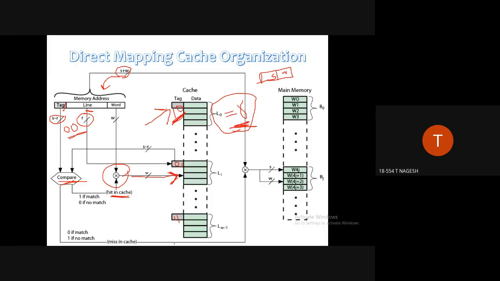When this is a cache miss, then obviously what will happen? This will directly go to the main memory, and in the main memory, using the s and w values, it will get access to the required block. That block will be given to the processor, or the word that is required is given to the processor. So based on the s and w values, the required word is given to the processor.